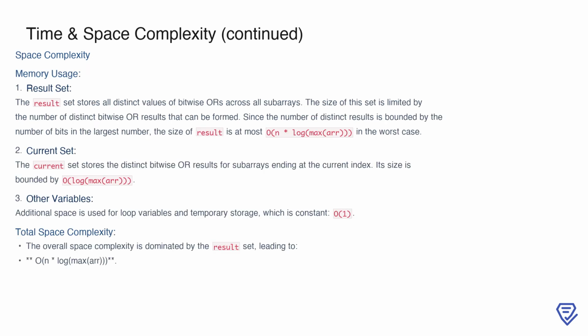Now, let's consider the space complexity of the solution. The result set, which stores all distinct bitwise OR results across all subarrays, is a key contributor to memory usage. The size of this set is determined by the total number of distinct bitwise OR results, which is bounded by O(n*log max R) in the worst case.